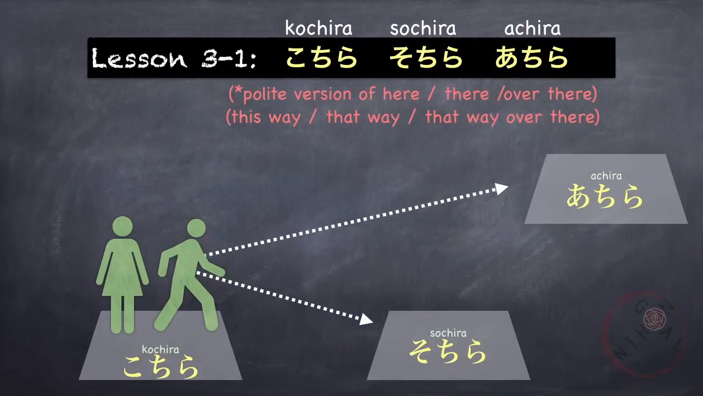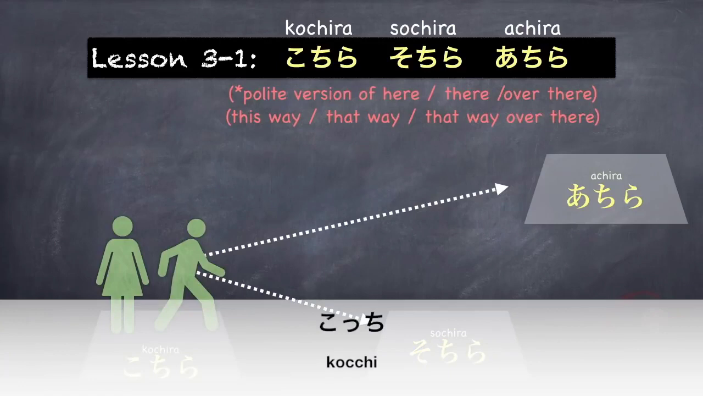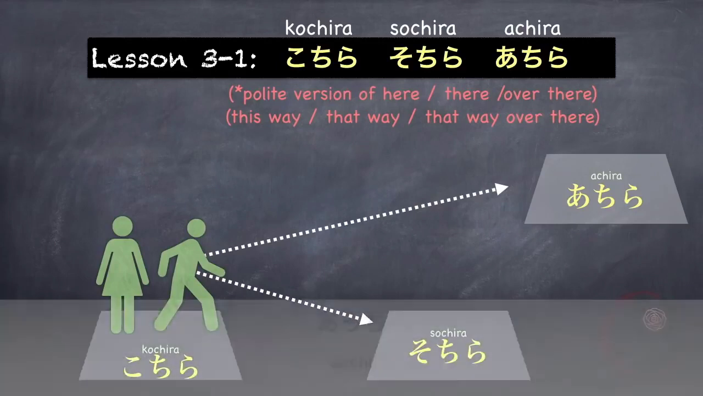For example, this way is kochira. That way or that direction is sochira. And that direction over there or that way over there is achira. And the very casual way of saying these words are kochi or koko, sochi or soko, achi or asoko.